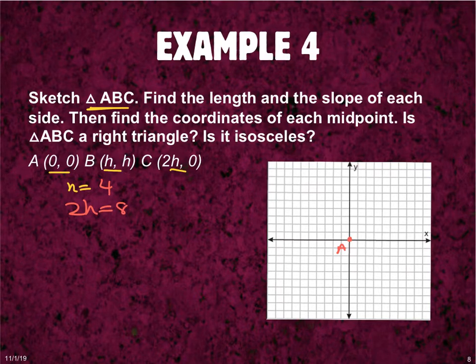So if it's going to represent 4 boxes, 1, 2, 3, 4, 1, 2, 3, 4, my point for B will be here, and this is going to be H, H. And then C will be, go all the way to 8, 5, 6, 7, 8. So here's where C will be, and this is going to be 2H, comma 0. Going to connect the points.